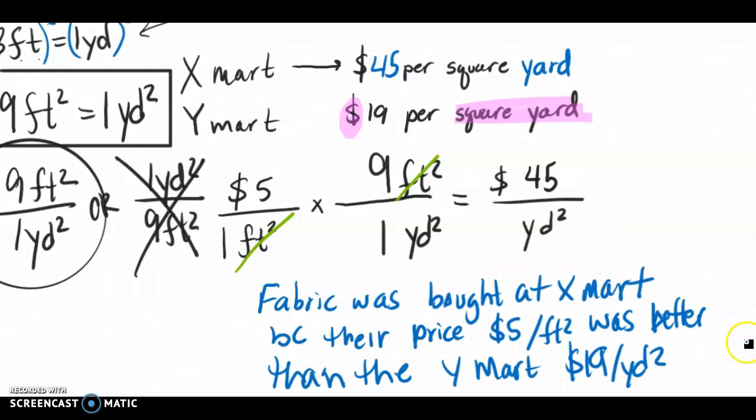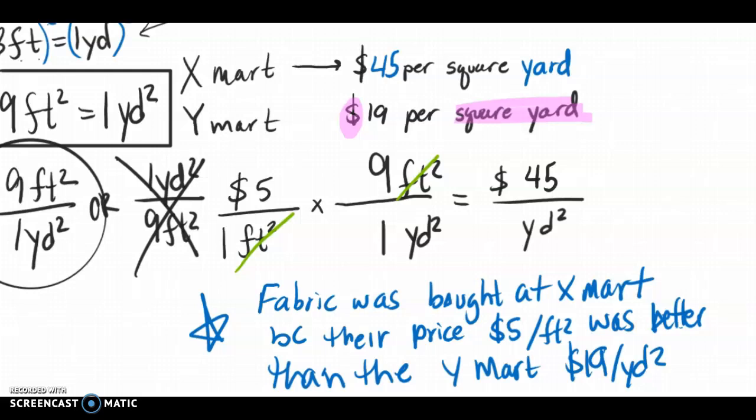So now that I did the conversion, now I can see that Xmart is actually quite a bit more expensive per square yard versus Ymart. So the statement that I just wrote here would not make sense because the $5 per square foot is actually greater than the price of $19 per square yard. And then it says, which is equivalent to blank per square foot. So I found the price per square yard, but it actually wants the price per square foot.